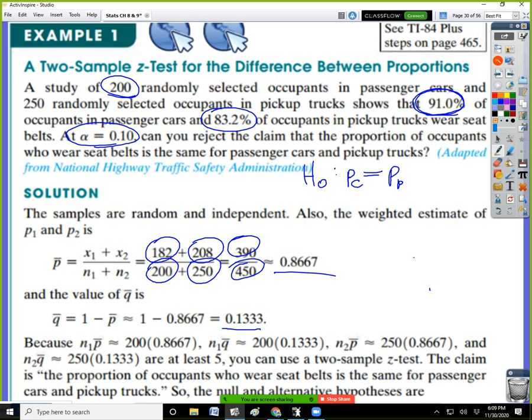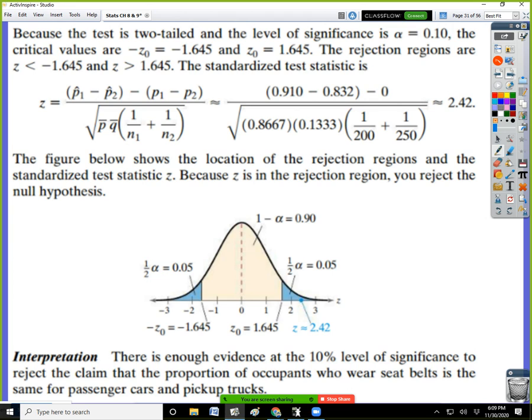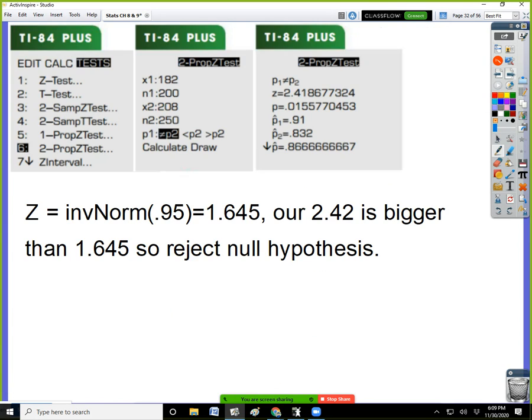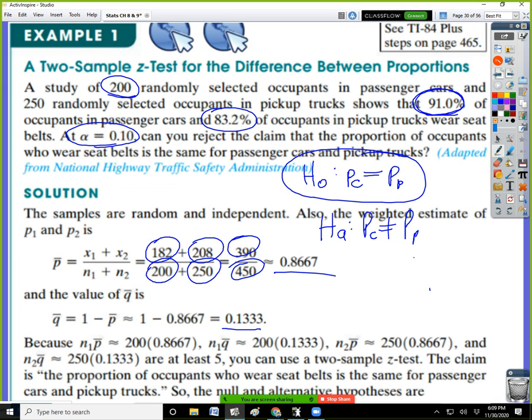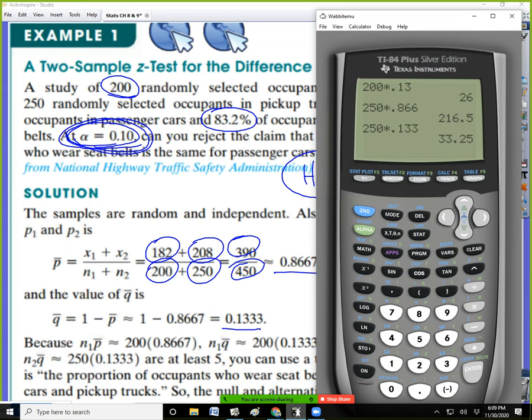The claim is the proportion of occupants wearing seatbelts is the same between the two. So just like we said here, there's our H0. H alternative is that cars are not equal to pickups. So let's look at the next page. Where's my H0? Did I miss a page? Well, let's look real quick. What's my 10%? So 0.10, it's a two-tailed test, because we're trying to prove equal.